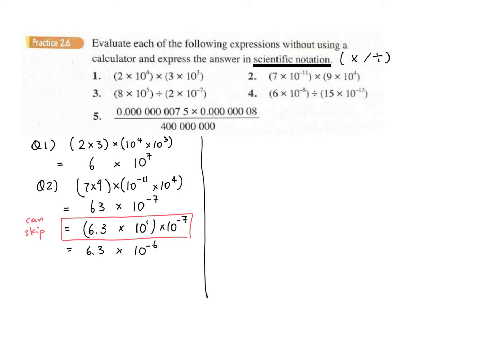And then for question 3, okay, it is again very similar. So x divided by 2 would be 4, and then times 10 to the power, okay, 5 minus negative 7, 5 plus 7. Okay, if you are not sure, please press the calculator. So it would be 12. Okay, and then that is done.